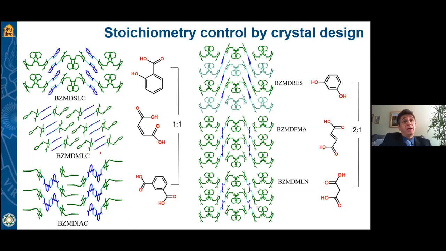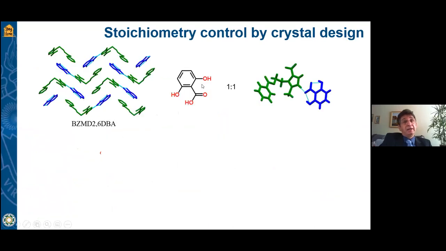So we said, okay, we did 1-to-1, we did 2-to-1, maybe we will be able to do 3-to-1. So we chose a molecule with 3 OH groups. But if you look here, we again have the same problem. The OH are very close to the carbonyl group, and they produce a strong intramolecular bond. So we end up having just one available. And in that case, we have again a 1-to-1 stoichiometry.